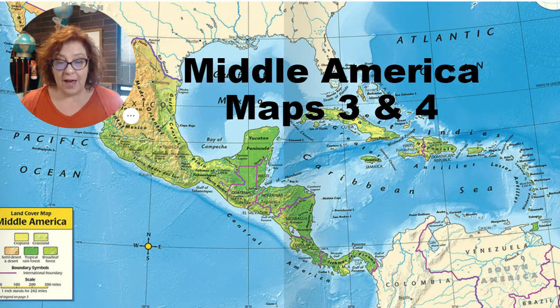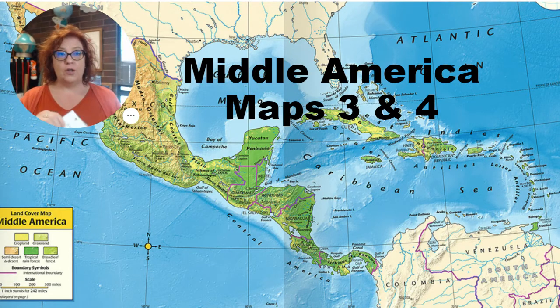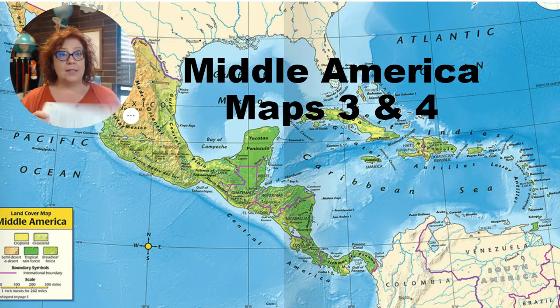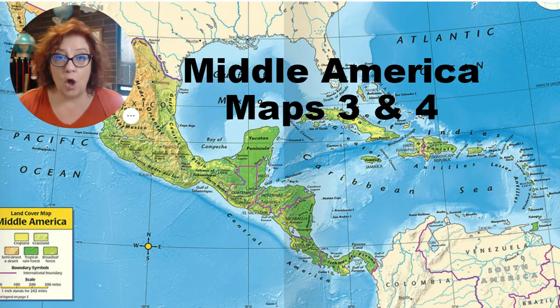Now, the file for Maps 3 and 4 are in Google Classroom in the same place where you found this video. So you ought to be able to just print them out at home. Don't forget the checklist. So they're going to look like this. Here's Map 3. Here's Map 4. And here's the checklist. Get those all printed out before we start.